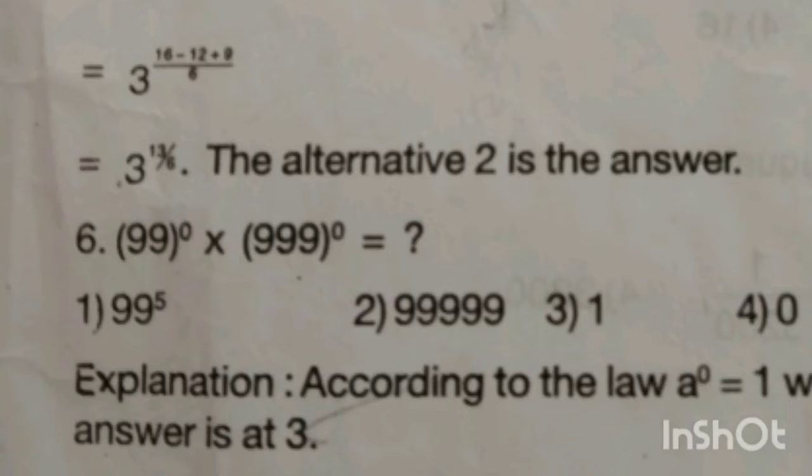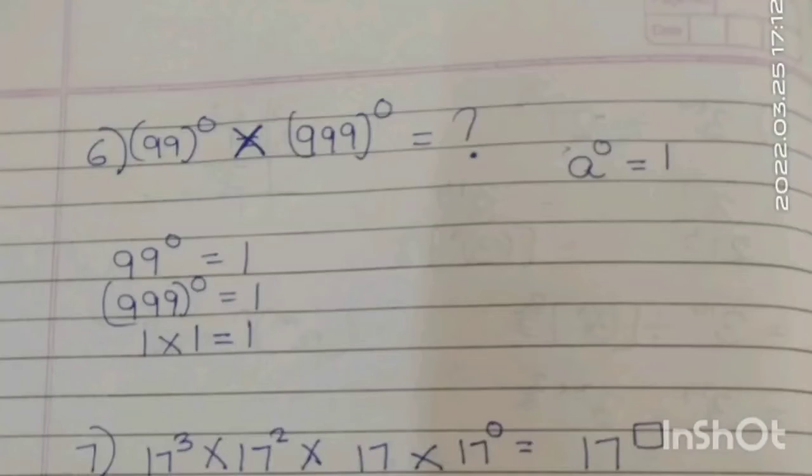Our sixth solved example, 99 to the power 0 multiplied by 999 to the power 0 is what? Now we know that any number which is raised to the power of 0 results into 1 only. That is, a to the power 0 is 1. So 99 to the power 0 is 1, multiplied by 999 to the power 0 is 1. So 1 into 1 is 1.